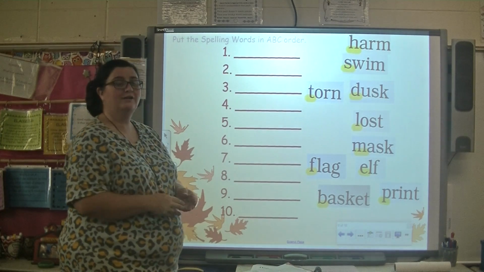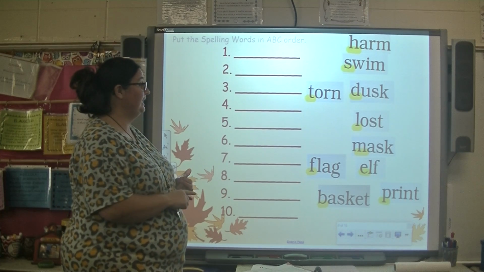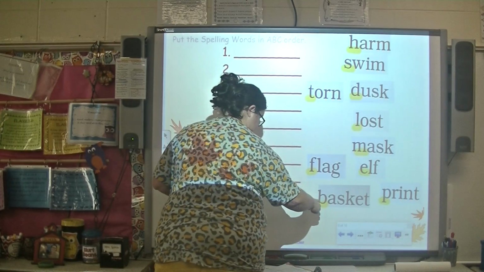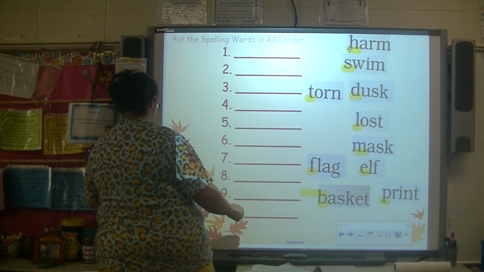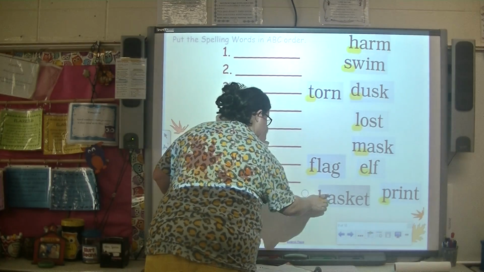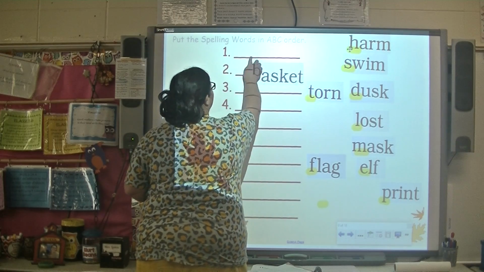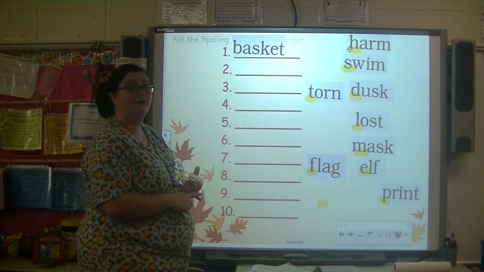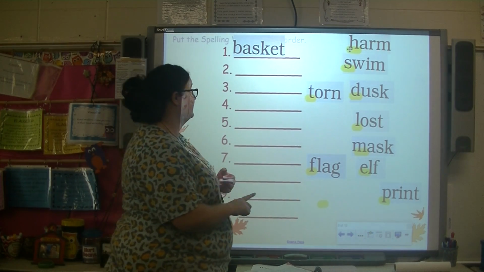Let's check your work. Do we have an A word? No. B? Yes, basket. Whoop, Miss Fire still got her highlighter on. Do we have a C word? No. D? Yes, dusk.